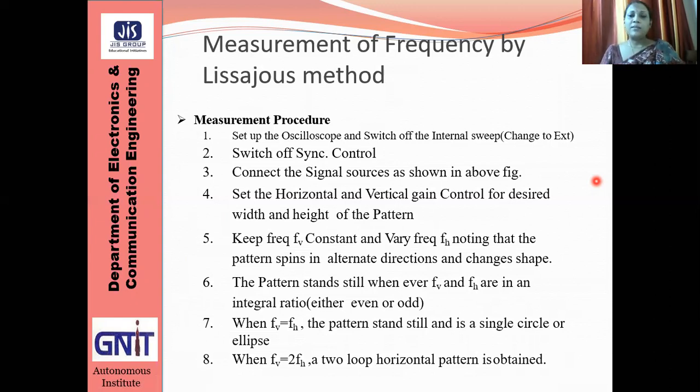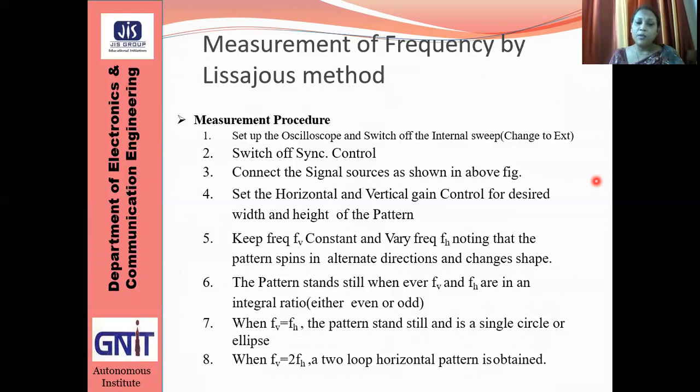The pattern stands still whenever FV and FH are in an integral ratio. Say if the frequency FH is 2 kHz, then the frequency FV should be 4 kHz or 6 kHz. So this is the thing: the pattern stands still when FV and FH are in an integral ratio.